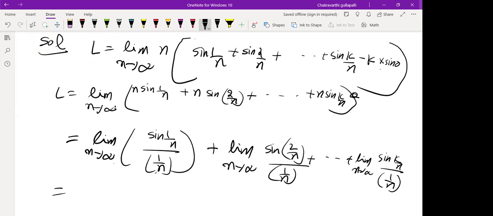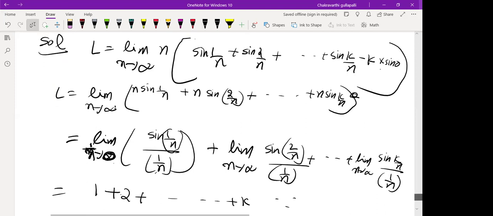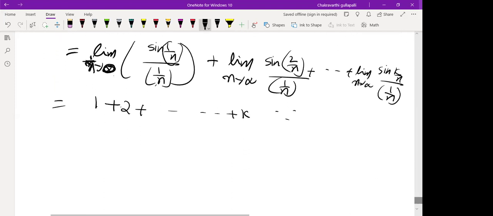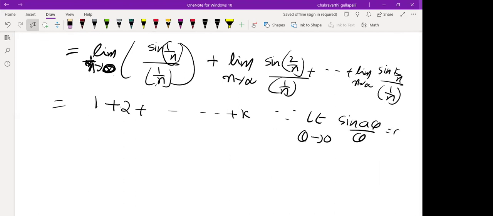This is like theta. Sin theta by theta as theta goes to 0. So I can write 1 by n goes to 0. As n tends to infinity, 1 by n will go to 0. This is like theta. Limit theta going to 0, sin theta by theta is 1. This is limit theta going to 0, sin a theta by theta, that is a. Because we have a standard formula. How did we get the standard formula? Using L'Hospital's rule. Limit theta going to 0, you can apply L'Hospital and get this. Sin a theta by theta is a.